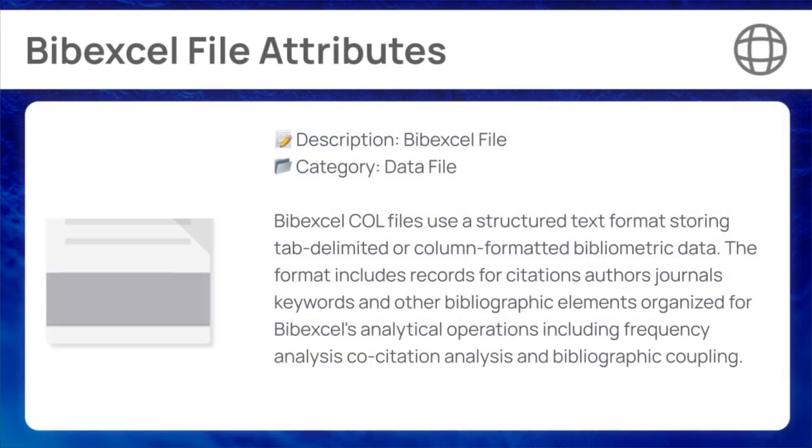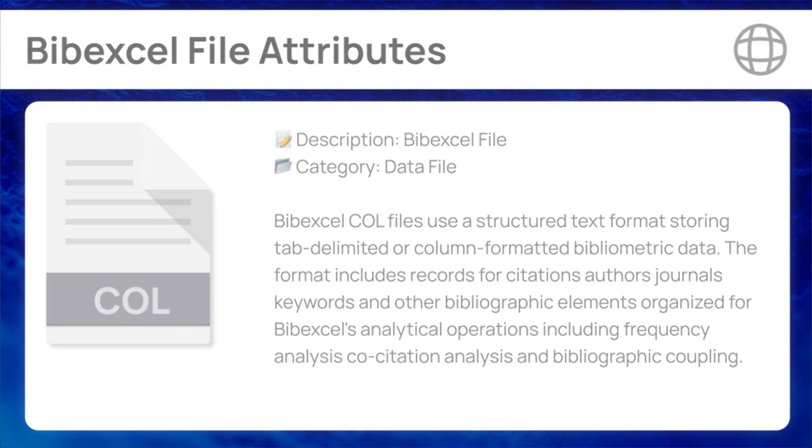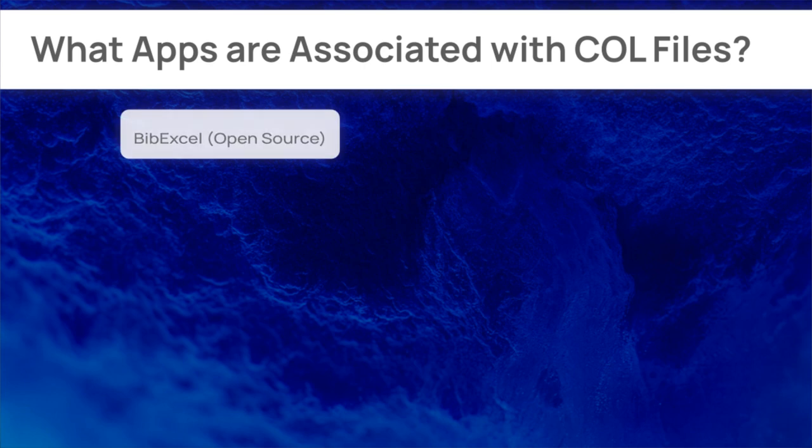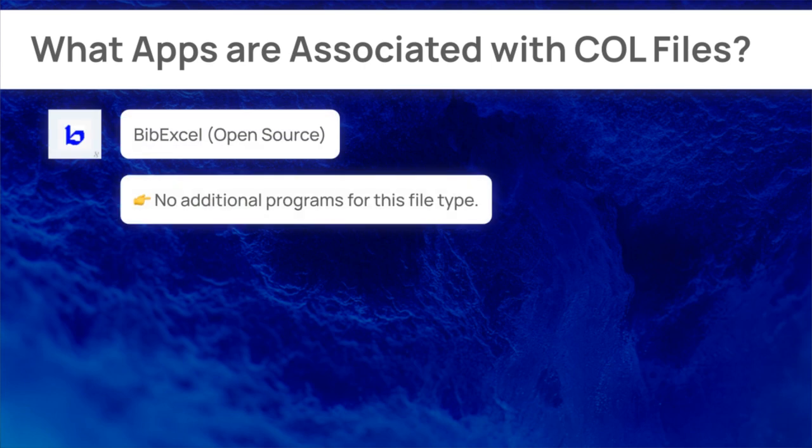Bibexcel COL files use a structured text format storing tab-delimited or column-formatted bibliometric data. The format includes records for citations, authors, journals, keywords, and other bibliographic elements, organized for Bibexcel's analytical operations, including frequency analysis, co-citation analysis, and bibliographic coupling. For the COL file type, Bibexcel from open source is a trusted and reliable source.